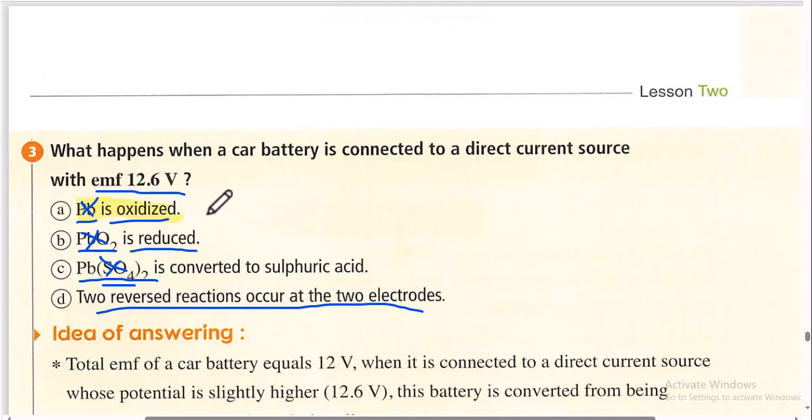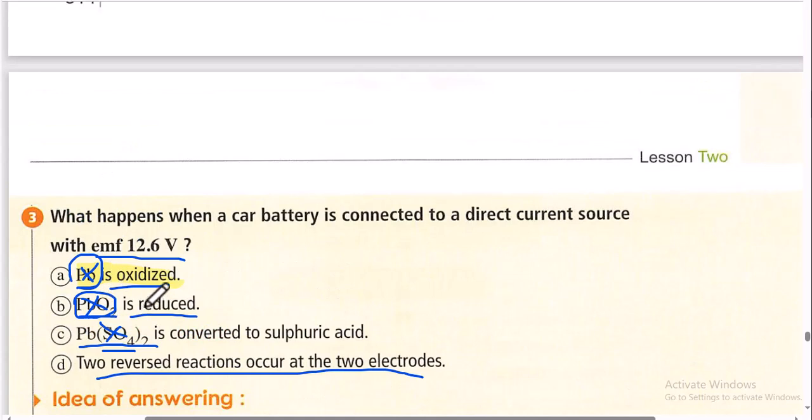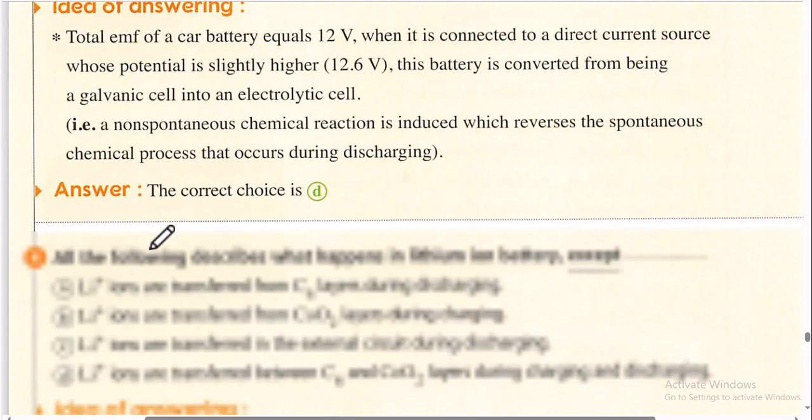Remember that there is no action to lead or lead dioxide during charging or recharging of the lead acid battery. The action is in the discharging reaction. What happens here in charging or recharging, when it is connected to an outer source, is that lead sulfate is oxidized and reduced, not lead and not lead dioxide.